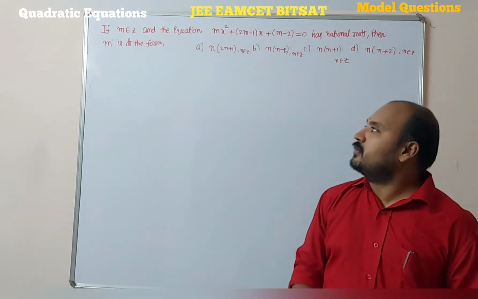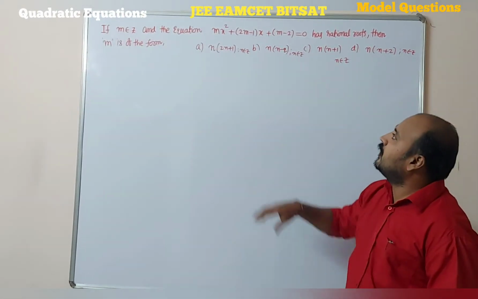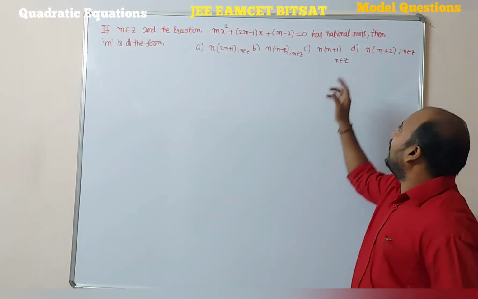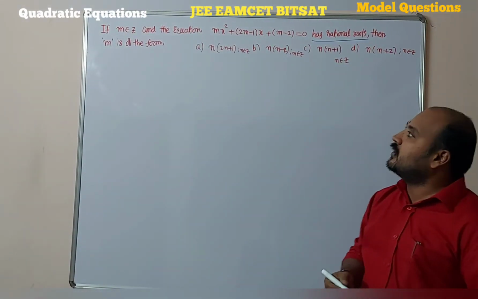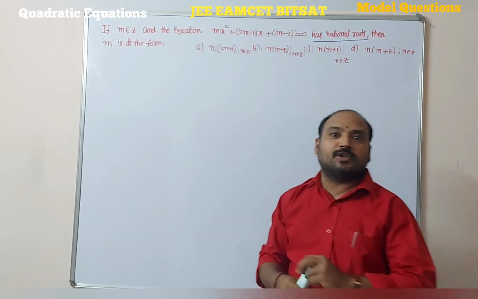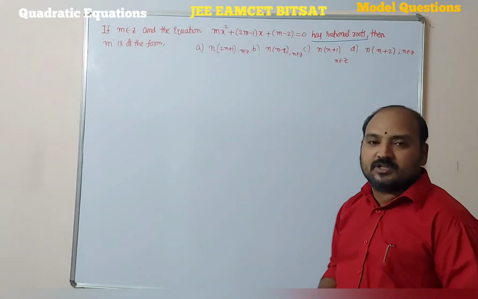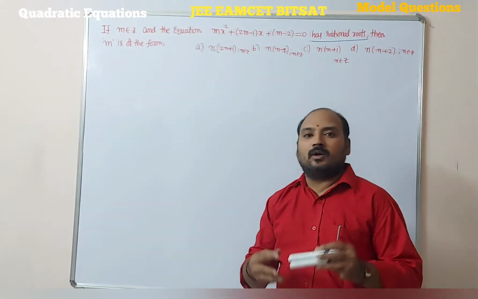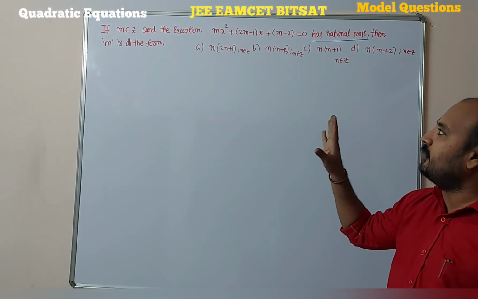The next question. If m belongs to z and the equation mx square plus 2m minus 1 into x plus m minus 2 equal to 0 has rational roots, then m is of the form. So a good theoretical question in the quadratic equation. It's a good question conceptually. This type of question may chances to ask either in JEE Mains or BITSAT or in MCET, either TS or AP. So m belongs to z.